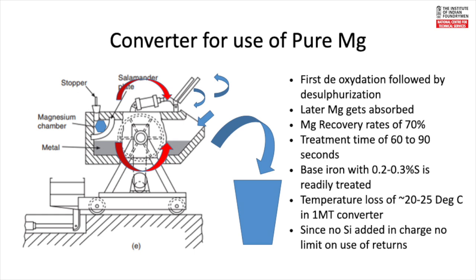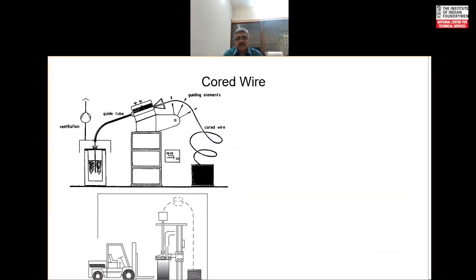And another big advantage is, since there is no silicon added in the charge by way of ferrosilicon mag, it's pure magnesium treatment, there is no limit on the use of returns. The next process that uses pure magnesium, sometimes magnesium with something else, is cored wire.